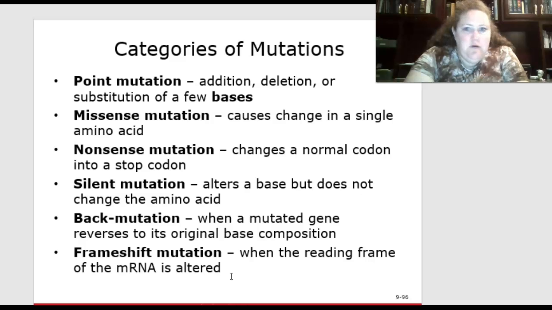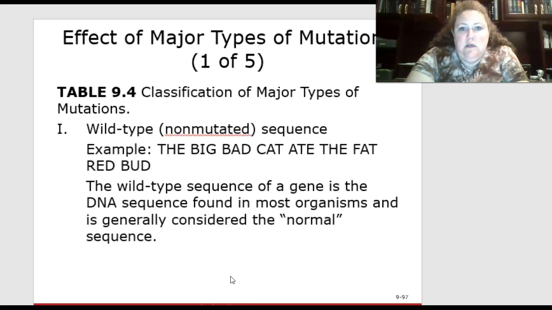Okay, so there are categories of mutations, and these would be point mutations that have an addition, deletion, or substitution of a few bases. You have missense mutations, which cause a change in a single amino acid. You have nonsense mutations that change the normal codon to a stop codon. You have silent mutations, and these alter a base, but it does not change the amino acid. You have back mutations, and this is when a mutated gene reverses back to its original base composition. Then you also have frameshift mutations, and this is when the reading frame of the mRNA is altered by either adding or deleting a letter. Okay. So figure 9.4 is a nice little table that summarizes all this.